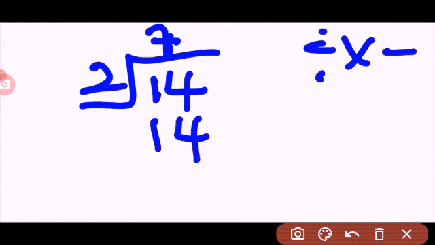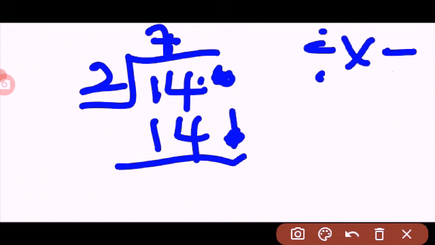We are not going to say 7 minus 2 or 2 minus 7. No, we are going to subtract this last 14 from the first 14. So we are going to say 4 minus 4 will give us what? 0. 1 minus 1 will give us 0.